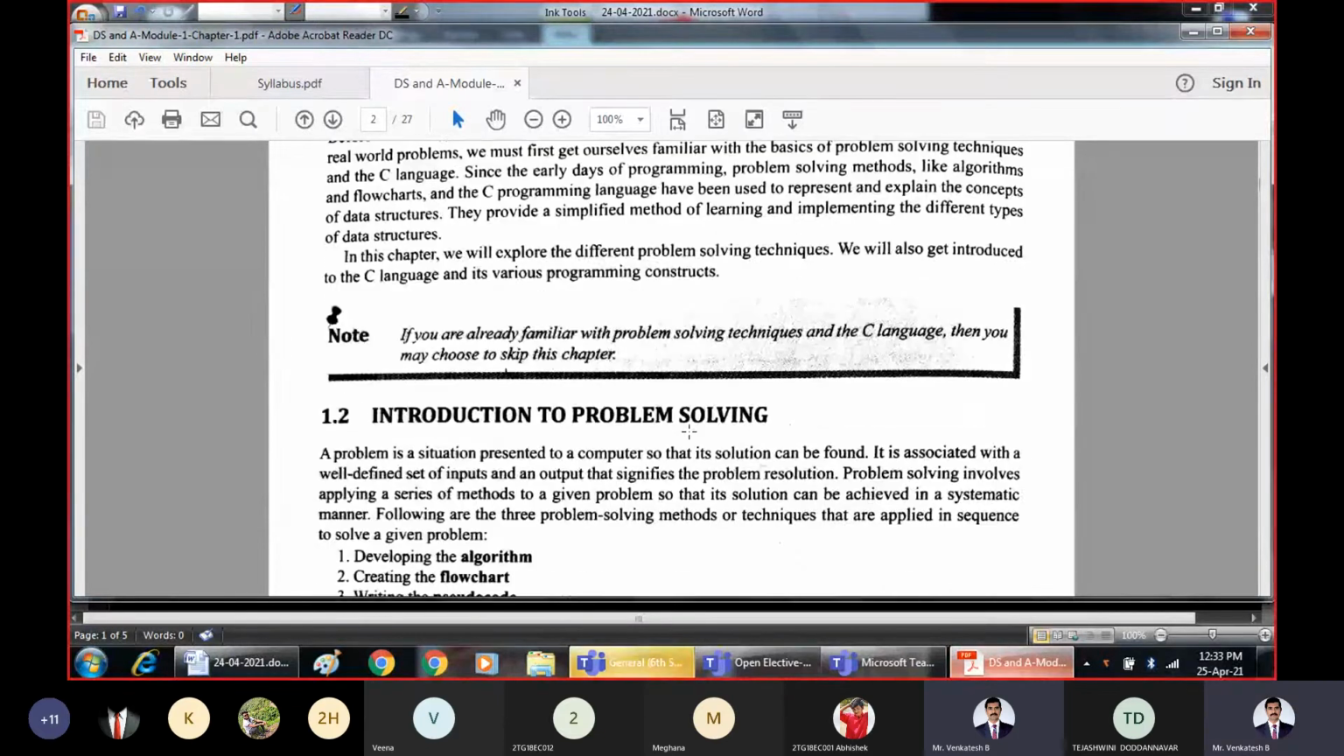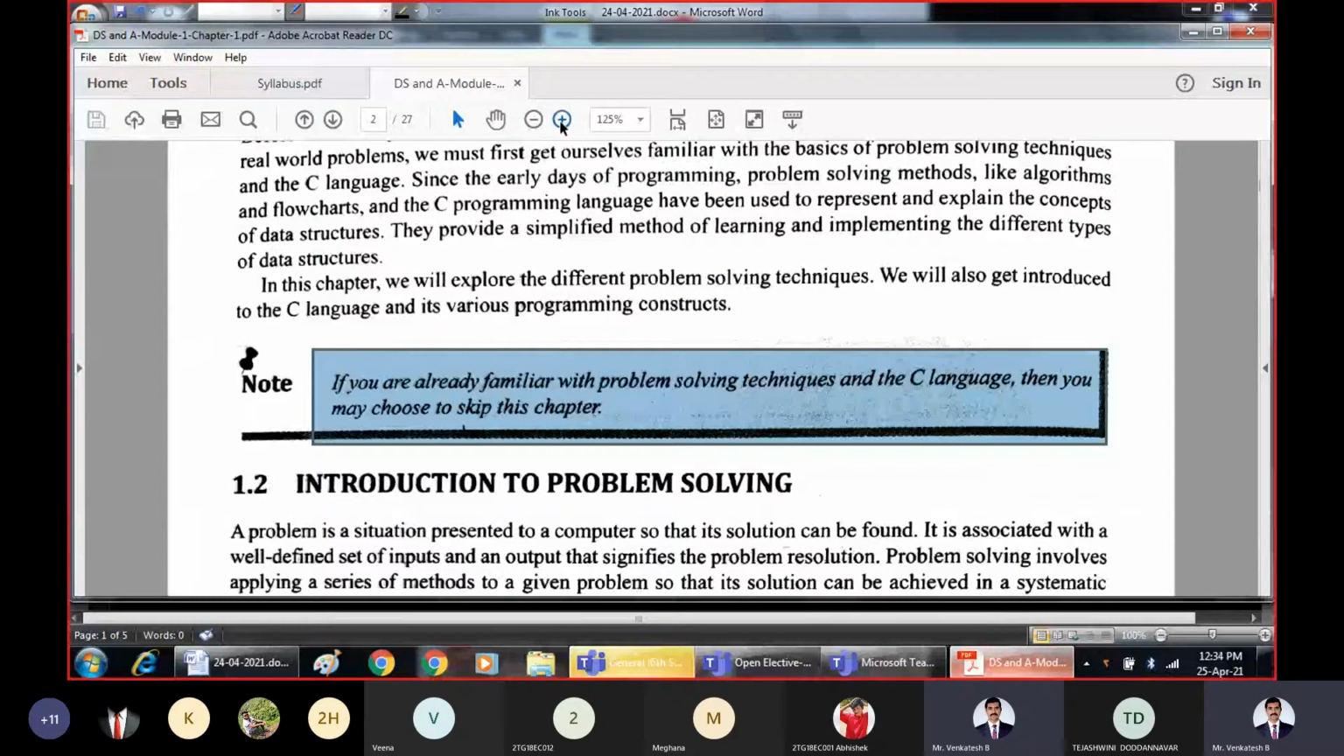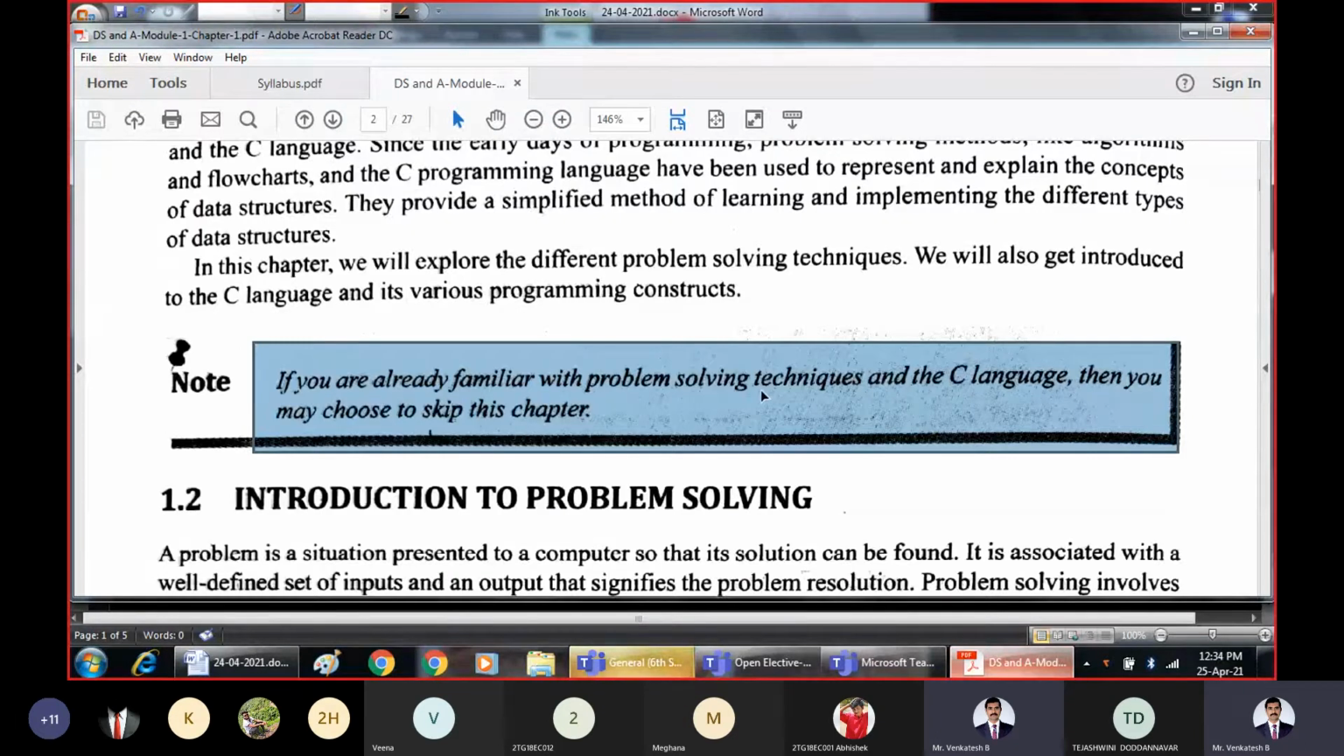See here the very first note on the first page of the textbook. I would like to highlight this and tell it to you. What this note says is, if you are already familiar with problem solving techniques, that is a concept which gives you confidence about the subject. If you are already familiar with problem solving technique and C language, then you may choose to skip this chapter. So this chapter you need not study if you are already familiar. But I am assuming that you are not familiar, even though you have studied, and the whole concepts will be explained in detail.